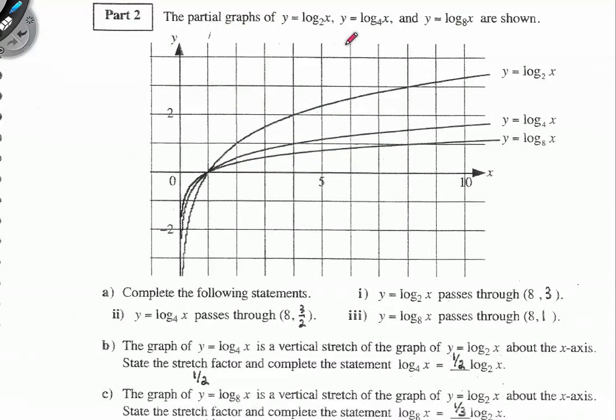Alright, part 2 of this lesson. The partial graphs of log x base 2, log x base 4 and log x base 8 are shown. Remember, this is really 2 to the 2, and this is 2 to the 3. So what does that look like on a graph? You can see that as the base number increases, the graph tends to flatten out. And notice the drop from here to here, and then here to here it's not so much.